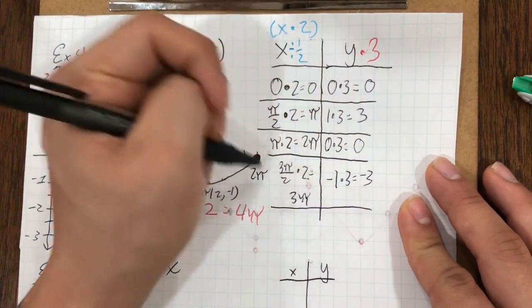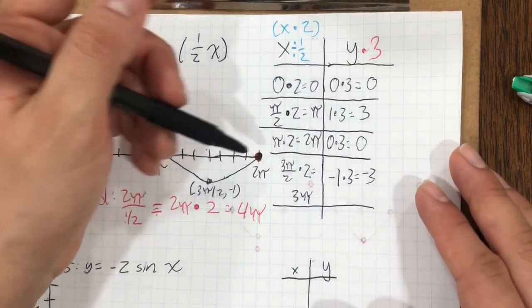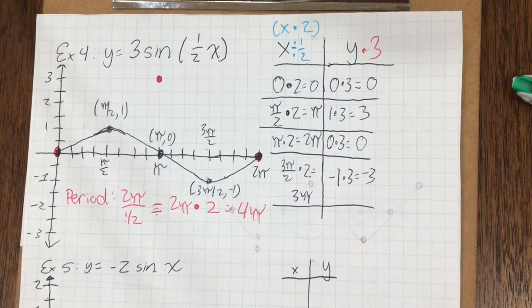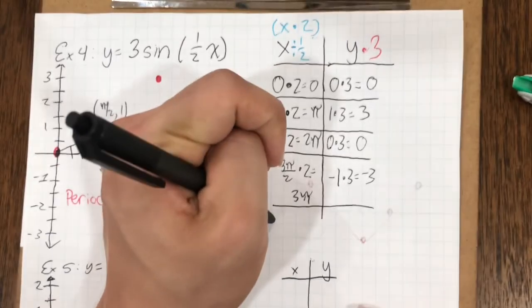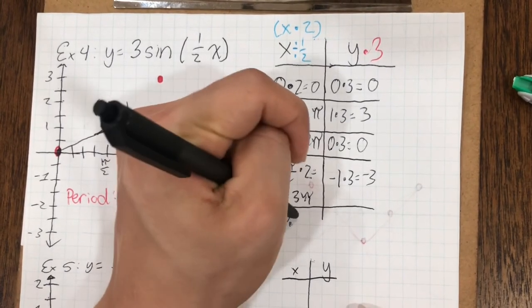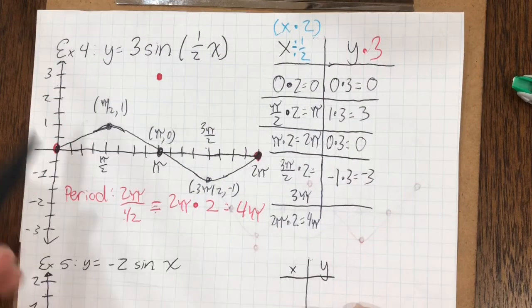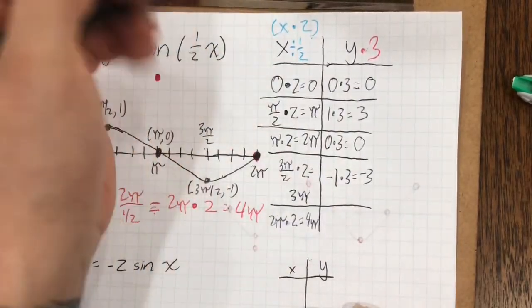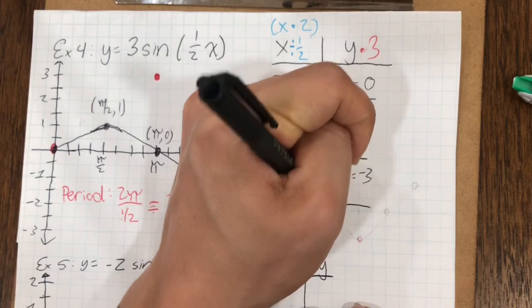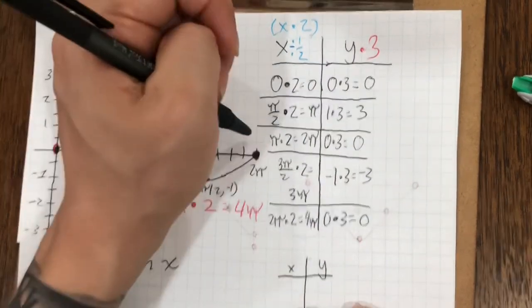Now I'm almost done, just one more point. We have 2 pi, 0. So we have 2 pi, multiplied by 2. That becomes 4 pi, which is also the period of this graph. And then I have 4 pi, 0 times 3, which still becomes 0.